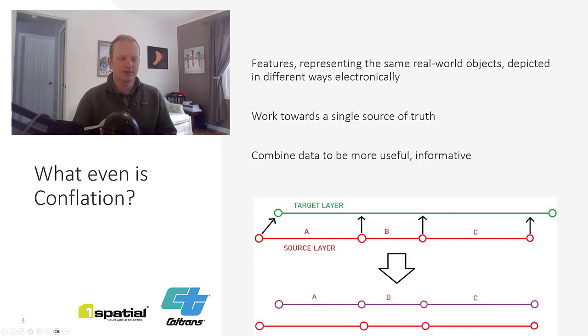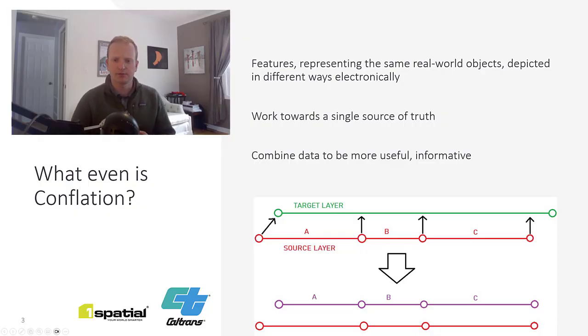So to start out with that level set about conflation, I know many of you probably have done conflation work or know what it is, but there's also some who probably have not, or might not have a firm understanding of what we're actually talking about. So I just want to level set with that. In general, geospatial conflation is all about finding features which, although their electronic depictions may differ, represent the same real-world object or phenomena, and then combining them in some way.